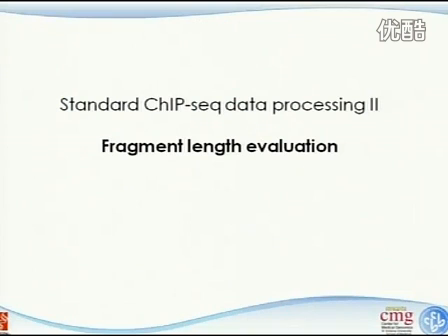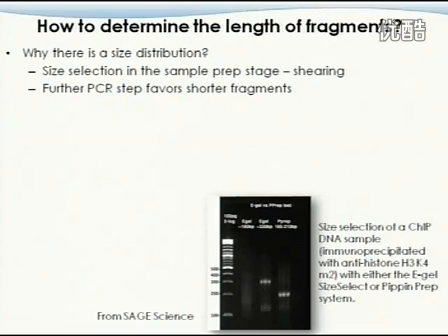So this is the part on peak detection, and we will talk about motif finding in the later slides. Now the second thing that we want to go through is the fragment length evaluation. Only two slides here. As I mentioned, there is a distribution for the fragment size. So just to remind you where we are.